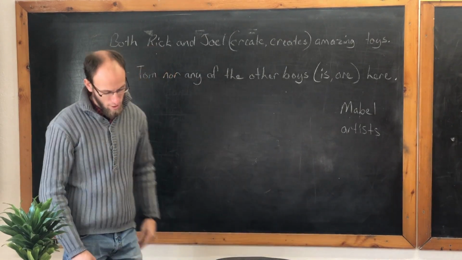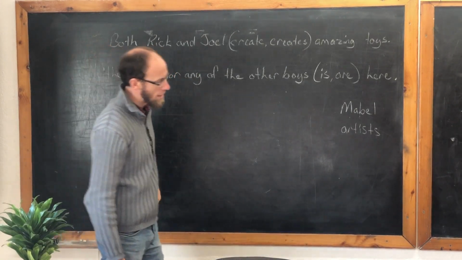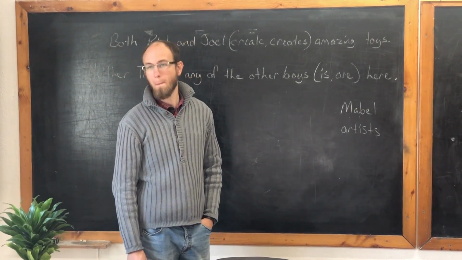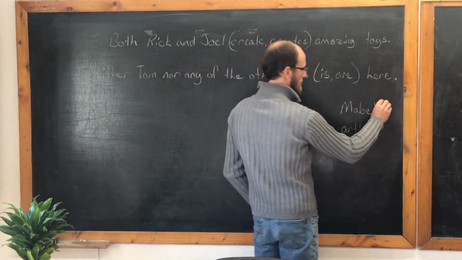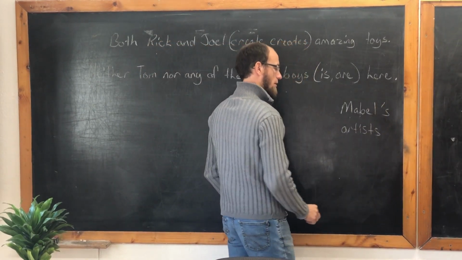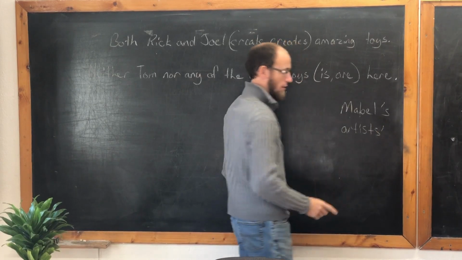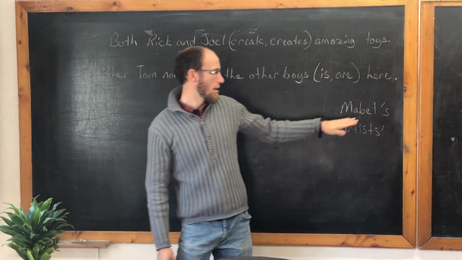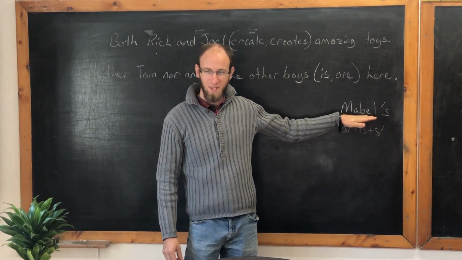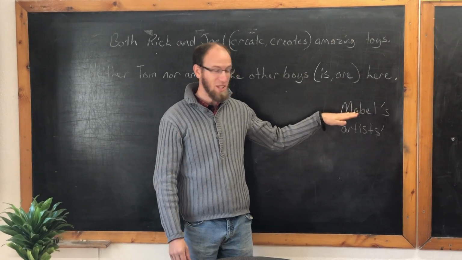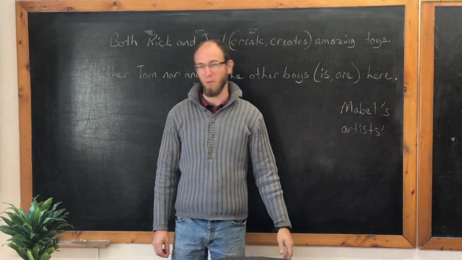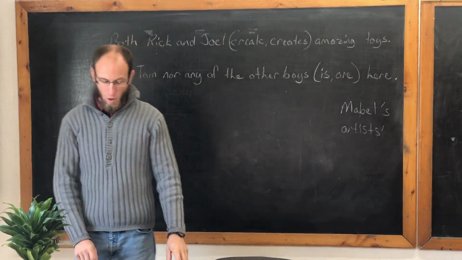Okay, how do we make these names possessive? Mabel's Artist Pottery. And remember, if they end with S, put an apostrophe. But if they're singular, always put apostrophe S no matter what. I was teaching it wrong too. Always put an apostrophe S.